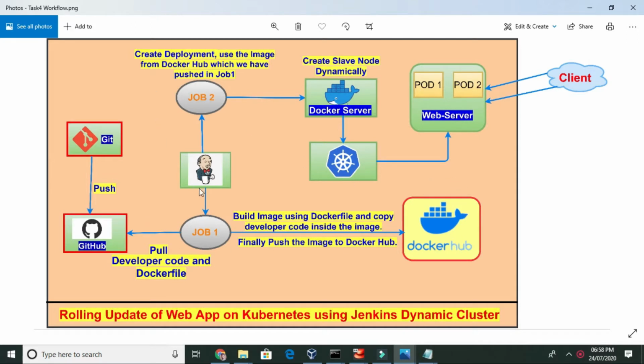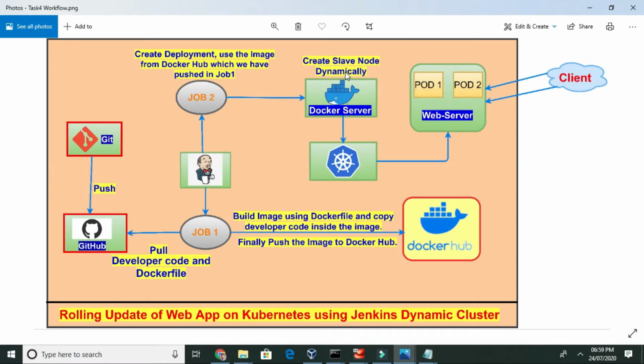In the last part we have done the job 1 part, so in this part we are going to do job 2. Job 2's duty is to create a deployment. We use the image from Docker Hub, the image which we pushed to our Docker Hub account in the previous part. That image is going to be used in job 2 using a kubectl deploy command and all, so that it can deploy to our pods.